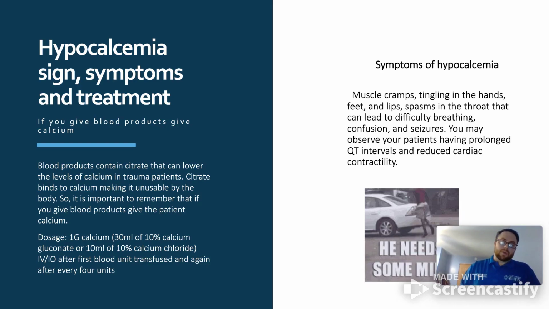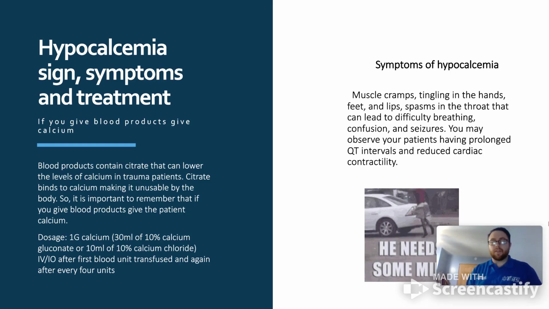With giving blood products, we talked about how important it is to give blood over crystalloid fluids, but blood products contain citrate. Citrate can lower the available calcium in our trauma patients. It binds to the calcium, making it unusable by our body. So, how do we combat that? If we're giving blood products, we want to make sure that we give our patients calcium. So the initial dose is 1 gram of calcium.